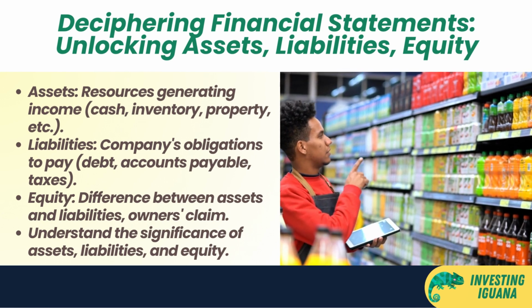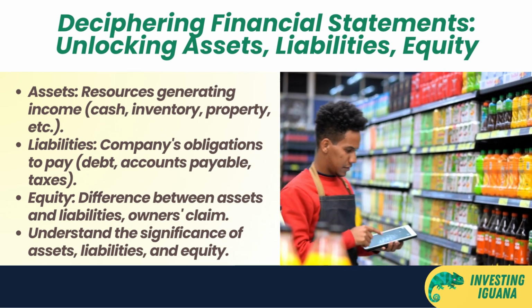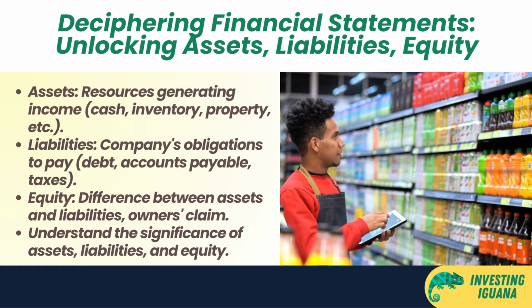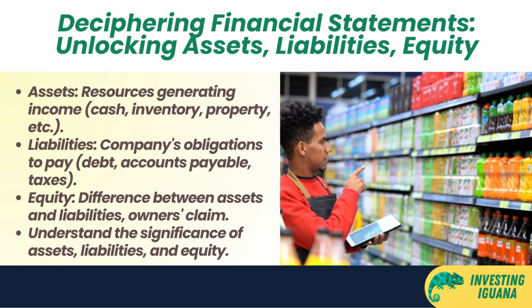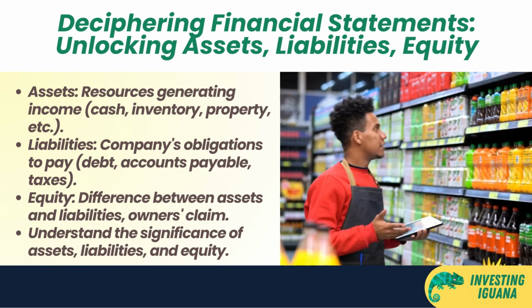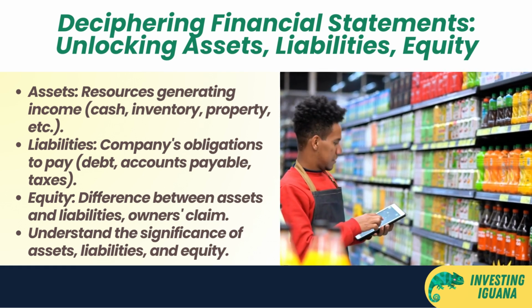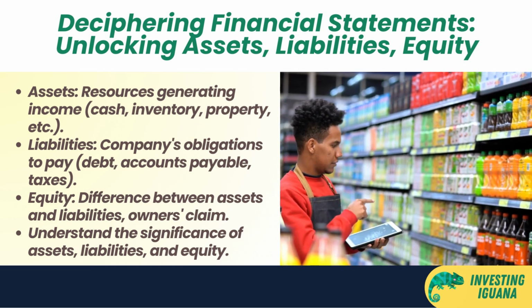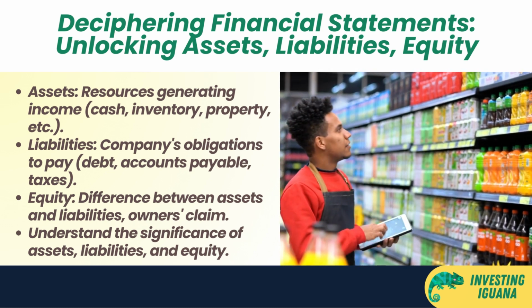Assets are the resources that the company uses to generate income, such as cash, inventory, property, equipment, and investments. Liabilities are the obligations that the company has to pay, such as debt, accounts payable, taxes, and dividends. Equity is the difference between assets and liabilities and represents the owner's claim on the company's net worth.